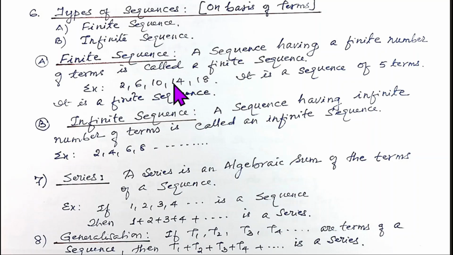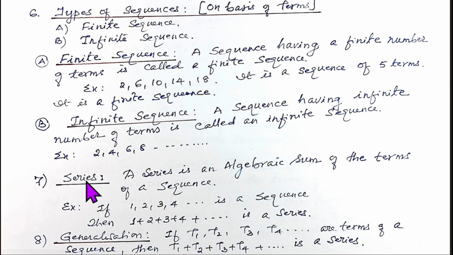We have got 2, 6, 10, 14, 18, which is a sequence, and it has got 1, 2, 3, 4, 5 terms. Therefore it is a finite sequence because the number of terms is finite. Now if you take an infinite sequence, a sequence which has infinite terms is called an infinite sequence. Here 2, 4, 6, 8 dot dot dot means the number of terms is infinite. Therefore it is an infinite sequence.